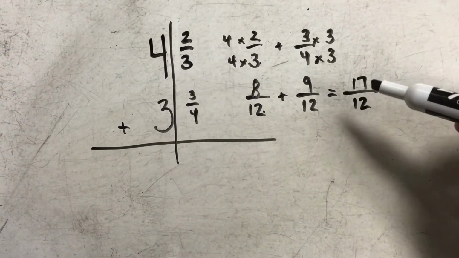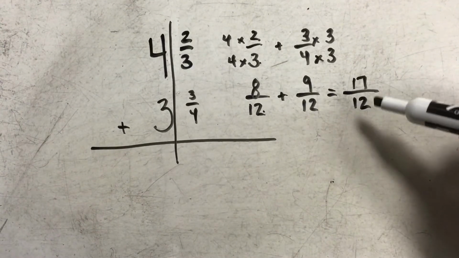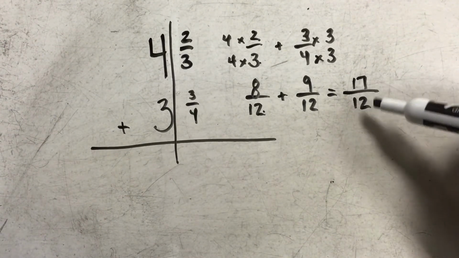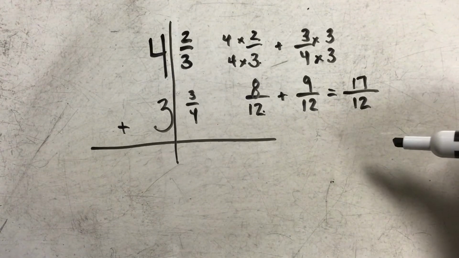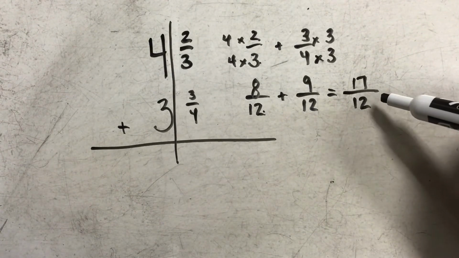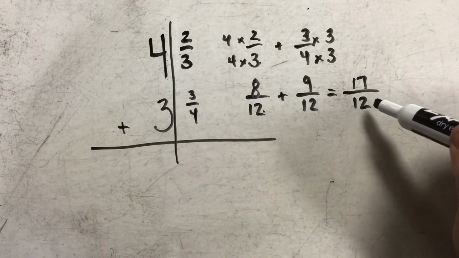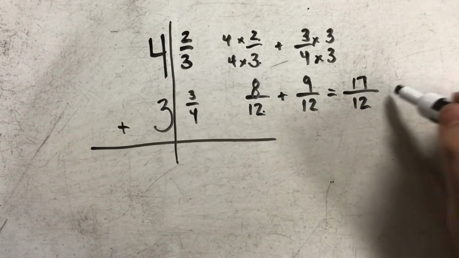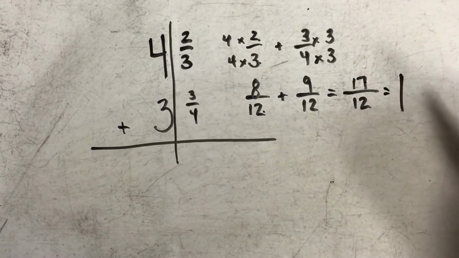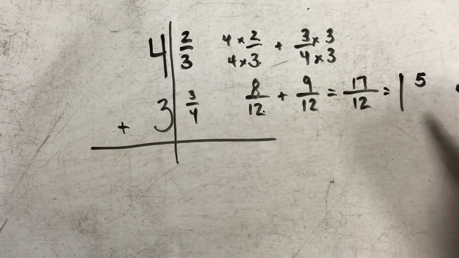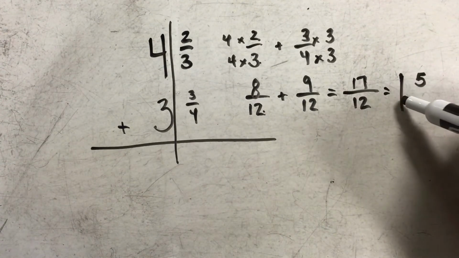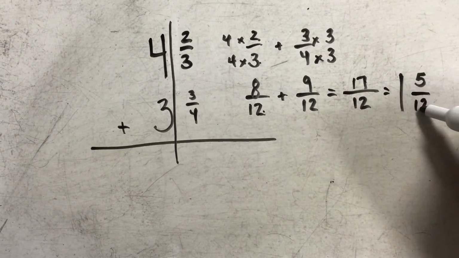Now here I have what's known as an improper fraction, or a fraction that's greater than 1, and I don't want to leave it where my numerator is larger than my denominator. So I'm going to turn it into another mixed number. And I do that by dividing. 12 goes into 17 one time with 5 left over. So my new mixed number is 1 5/12.